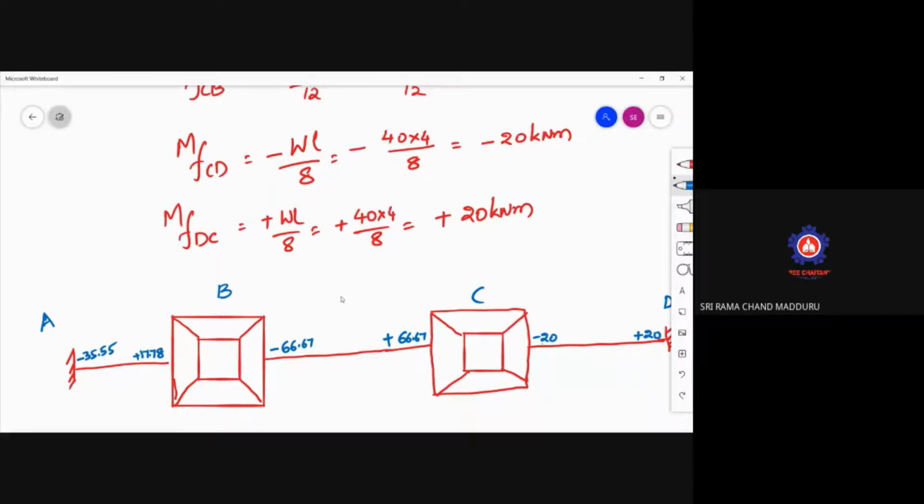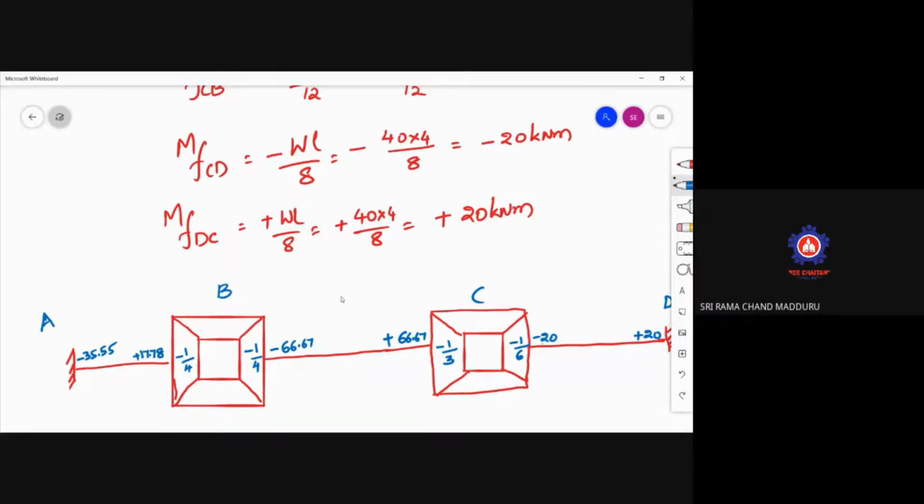Now, mention the rotational factors for the members at the joint. If you consider here at this point, what is the rotational factor for BA? RF BA is minus 1 by 4. And this is also minus 1 by 4. Now coming to this, RF CB is minus 1 by 3. This is minus 1 by 6.